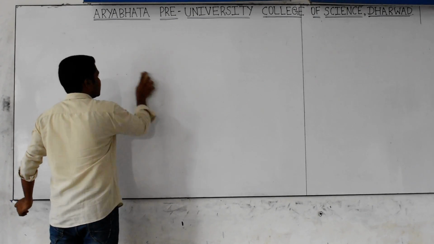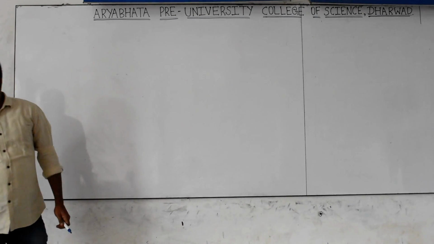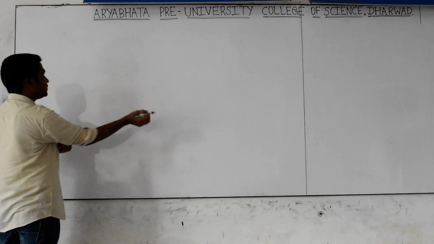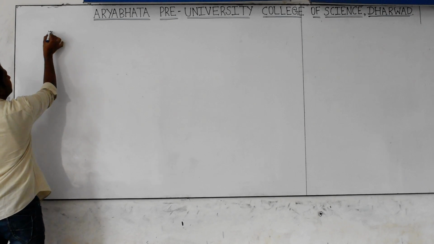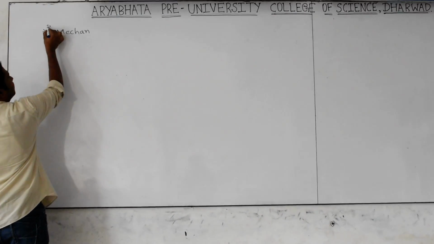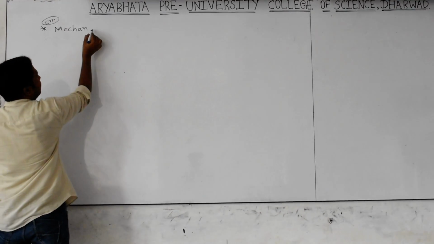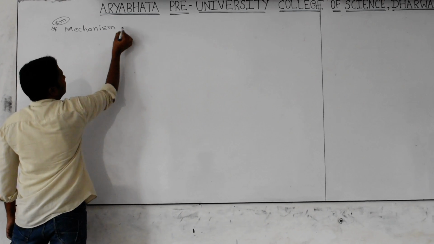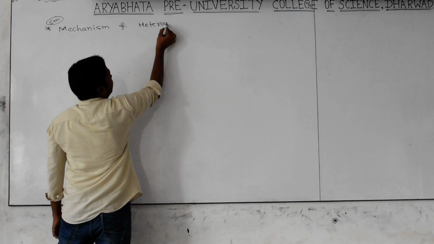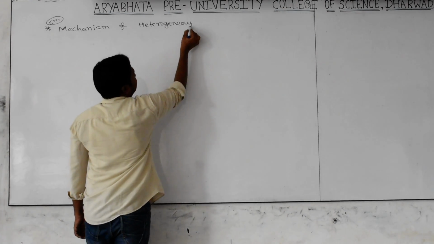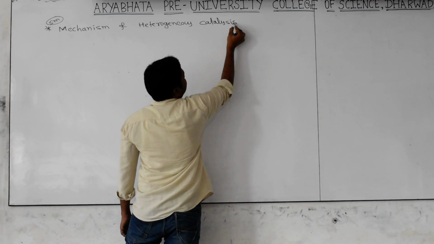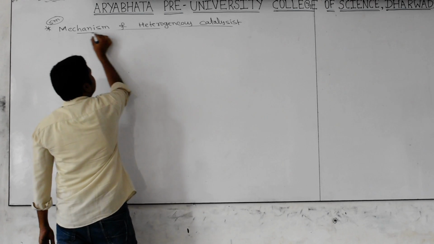Already I think we discussed one farmer's question, physical adsorption and chemical adsorption. One more farmer's question I am explaining. A very easy and very clear question. Again, one more farmer's question: the mechanism of heterogeneous catalysis. See what I am explaining, later on you will get 5 marks very easily.